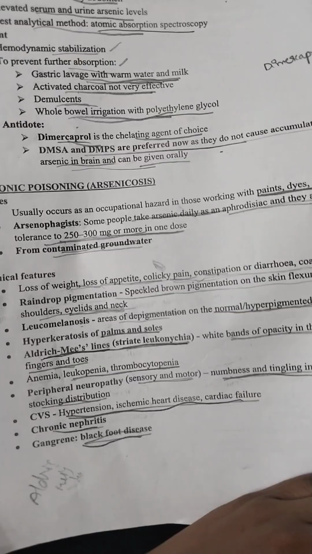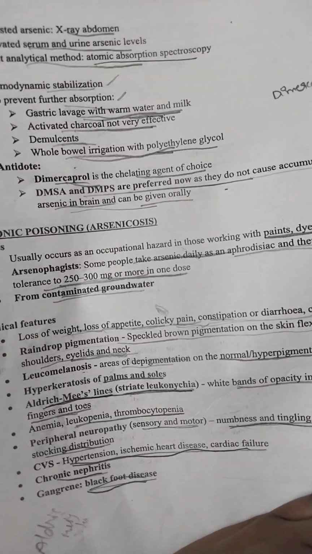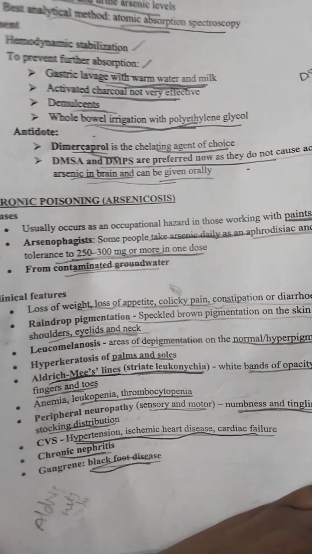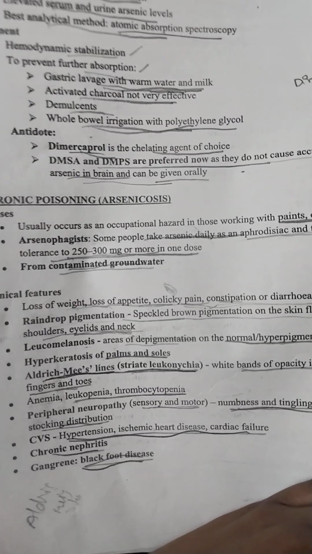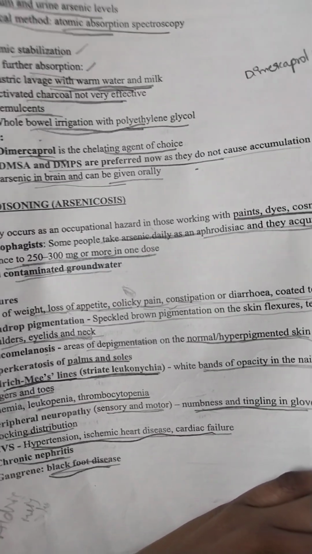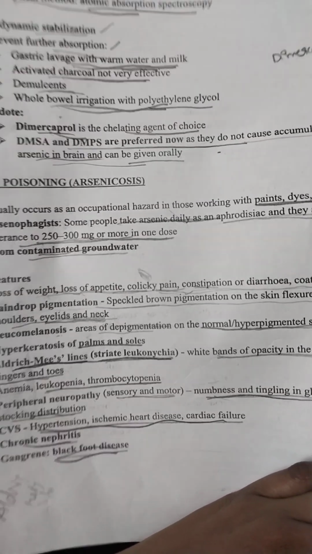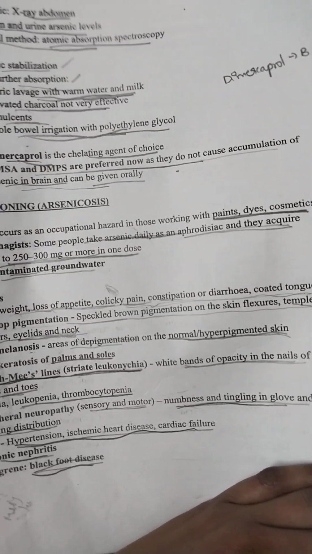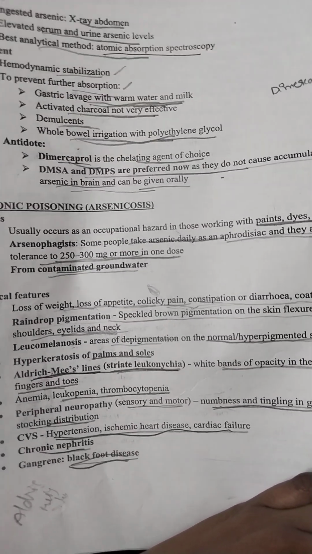From contaminated groundwater also, as we saw before, in some parts of the world there is arsenic in the groundwater, so there is a possibility of chronic poisoning from there too. Clinical features: loss of weight, loss of appetite, colicky pain, constipation or diarrhea, coated tongue, raindrop pigmentation, speckled brown pigmentation on the skin flexures, temples, shoulders, eyelids and neck.